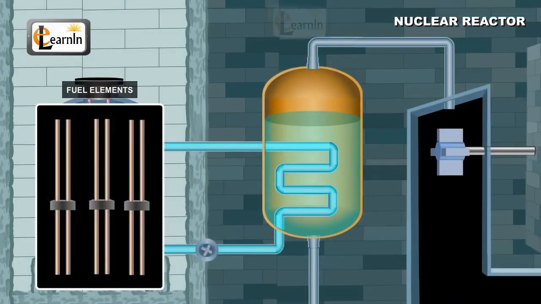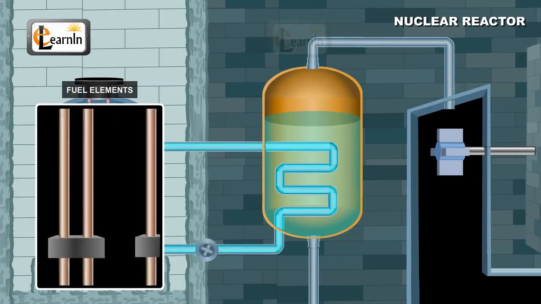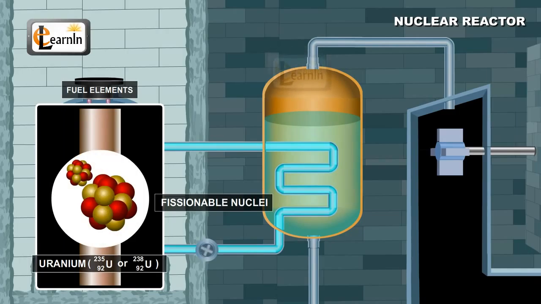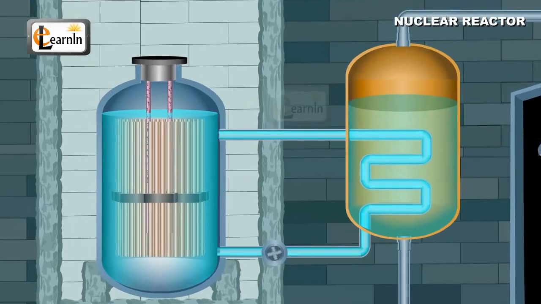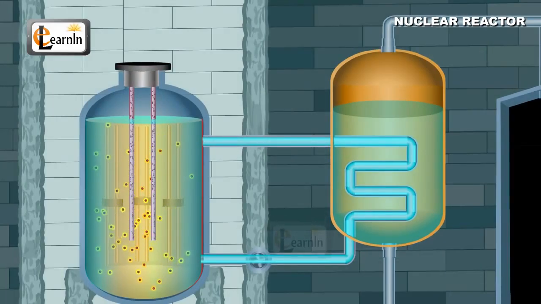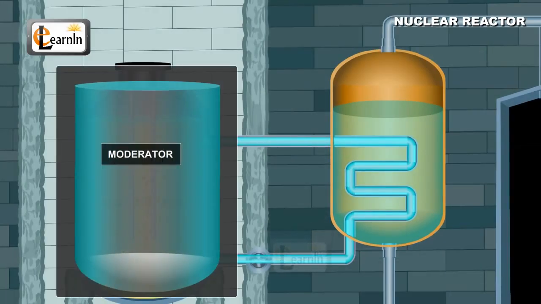Fuel elements come usually in the shape of thin rods of about 1 centimeter in diameter and contain fissionable nuclei like uranium-235 or uranium-238. These rods vary in number according to the size of the reactor. In large power reactors, thousands of fuel elements are placed close to each other. This region where these fuel elements are placed is called the reactor core. These fuel elements are normally immersed in water, which acts as a moderator.